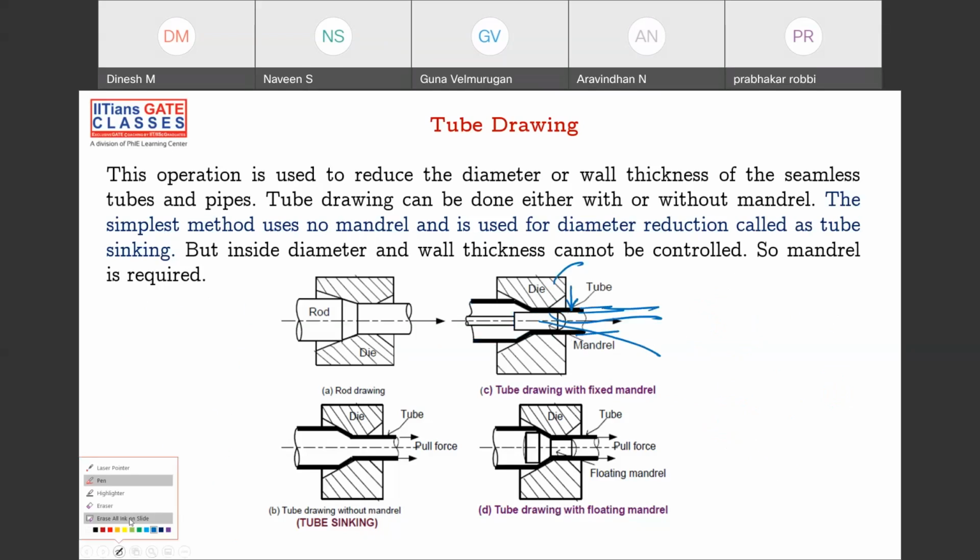You can also pull directly through a die without any mandrel. But if you are pulling without a mandrel, the internal dimensions will not come out properly, because we don't know what is happening inside. Sometimes you can also use the mandrel as floating, for friction reasons. Here the mandrel is fixed, but if it is floating, it only comes into action when you pull with some force. So you can use a floating mandrel as well.